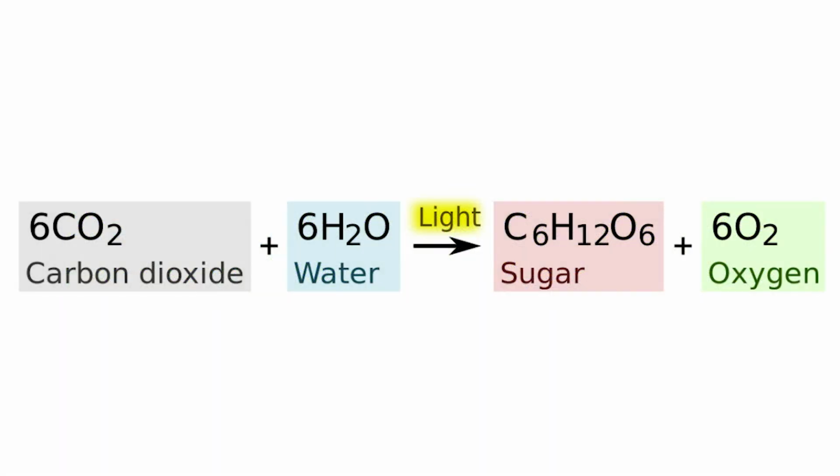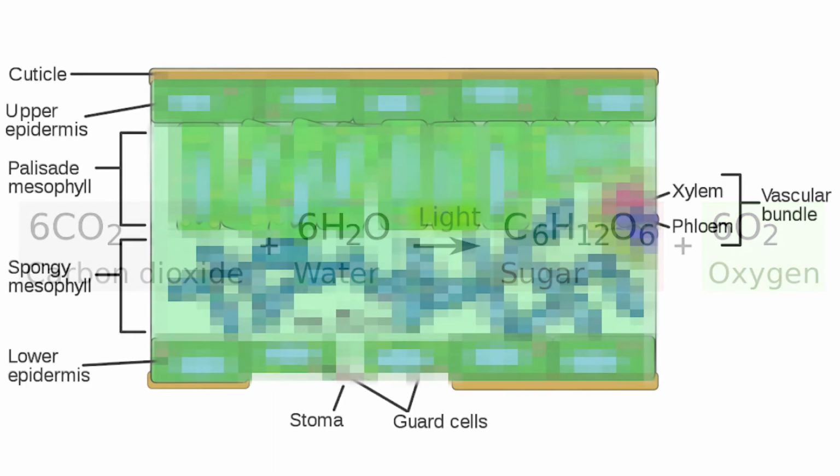Photosynthesis is a process in which plants use carbon dioxide, water, and sunlight to make food and oxygen. Photosynthesis takes place in the chloroplast of the plant cell. Photosynthesis is essential to a plant's survival.